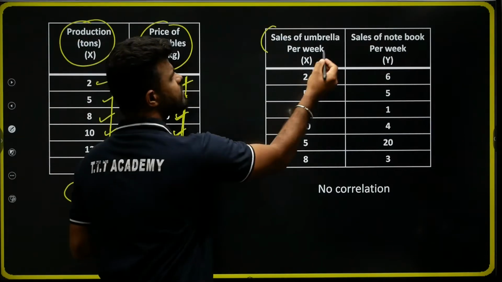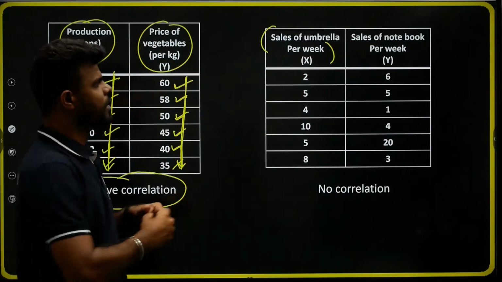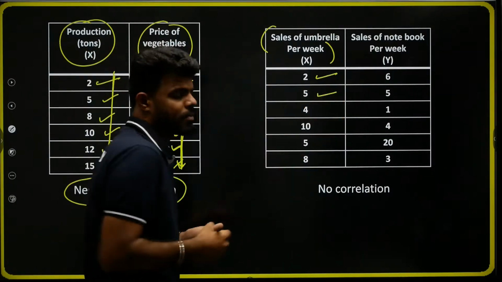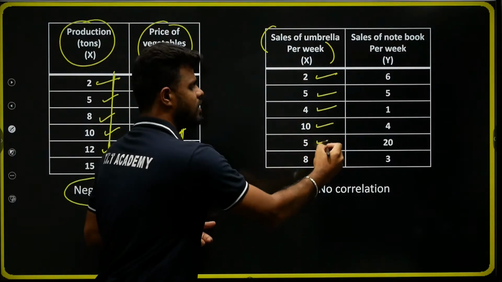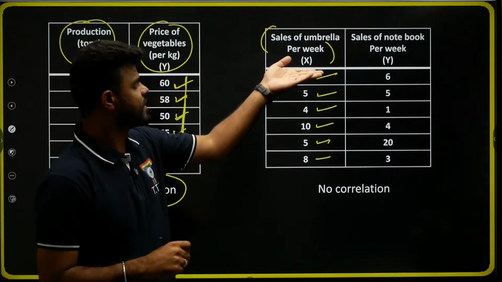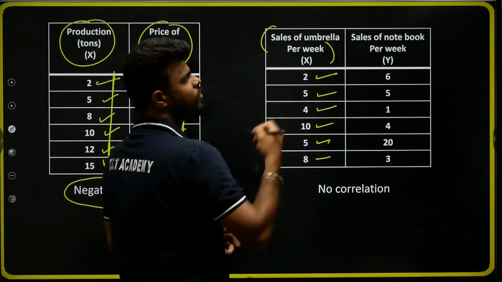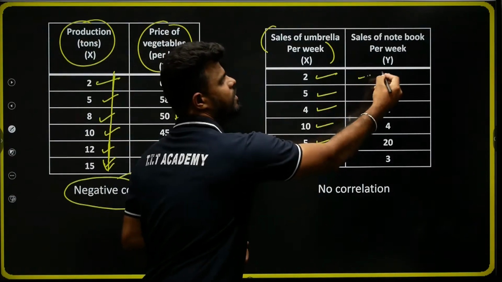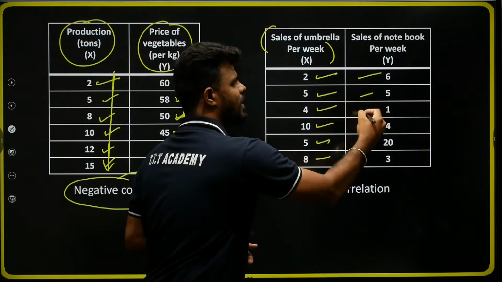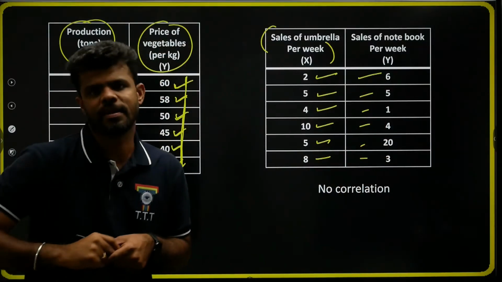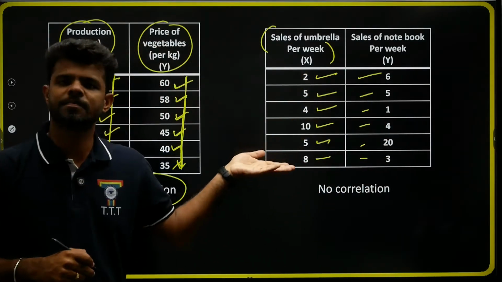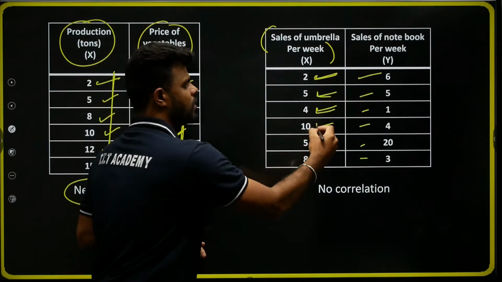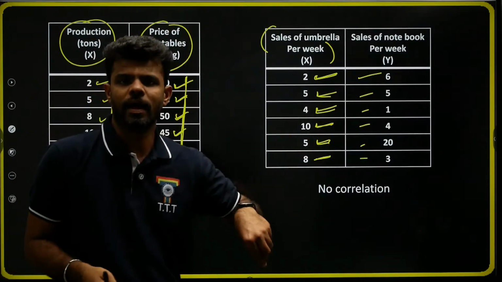So sales of umbrellas per week should be in the first column. In the first day they sold 2 umbrellas, next second day 5 umbrellas, third day 4 umbrellas, like that. So different daily umbrella sales data is given. Similarly, sales of notebooks per week: the data is given on how many were sold in each week. In the first week they sold 6 notebooks, like that in different weeks. If you observe this data, you can see: first week 2, next 5, next 4, 10, 5, 8. This is neither in increasing order nor in decreasing order.